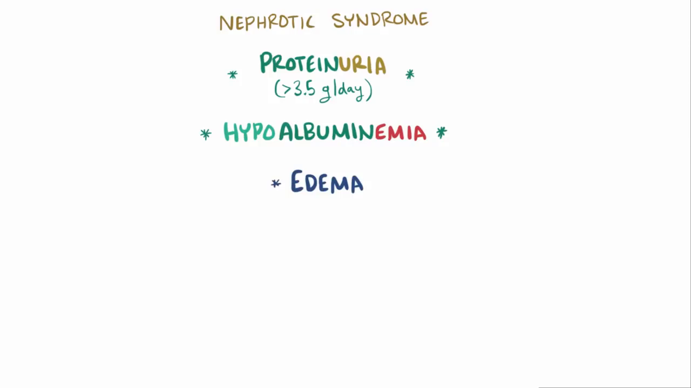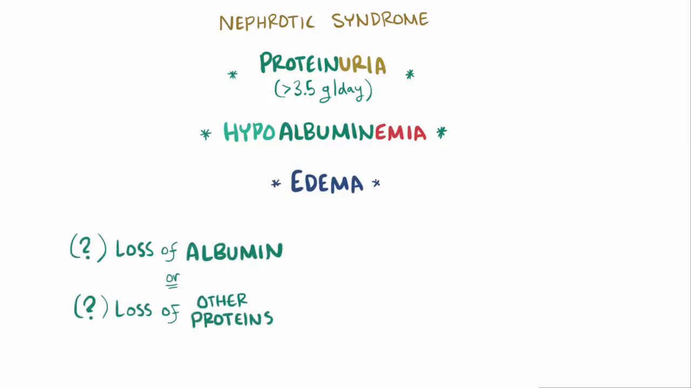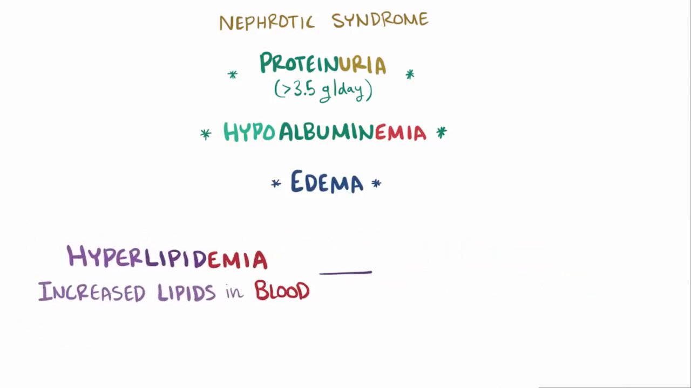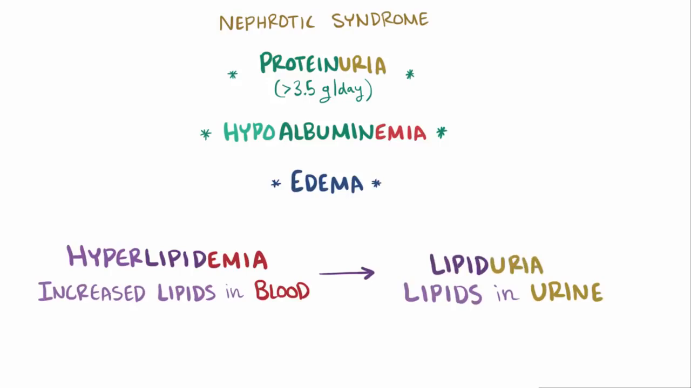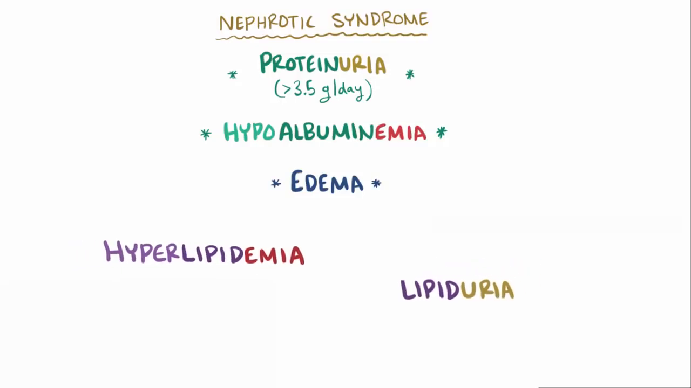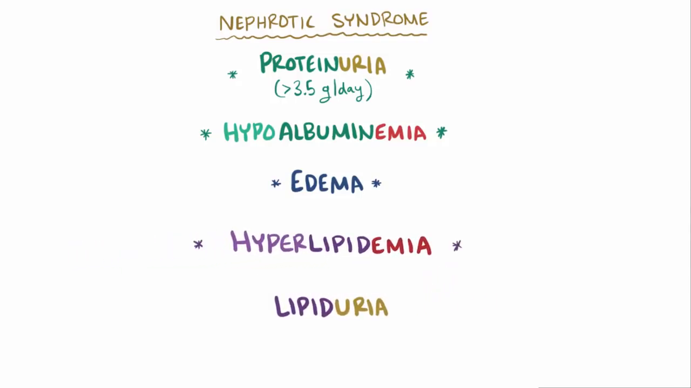Finally, it's thought that as a result of either losing albumin or losing some protein or proteins that inhibit the synthesis of lipids or fat, you get increased levels of lipids in the blood, called hyperlipidemia. Just like the proteins, these lipids can also get into the urine, causing lipiduria. And those are the hallmarks of nephrotic syndrome: proteinuria, hypoalbuminemia, edema, hyperlipidemia, and lipiduria.